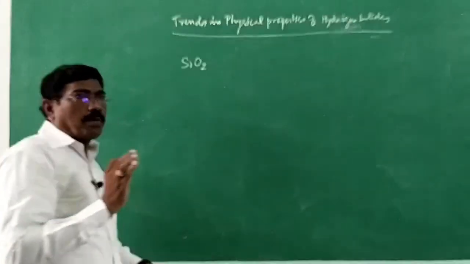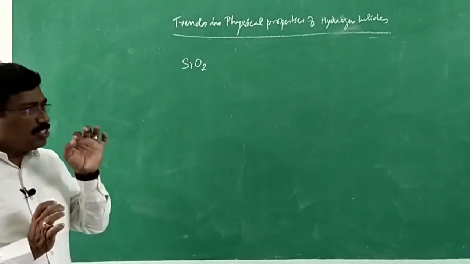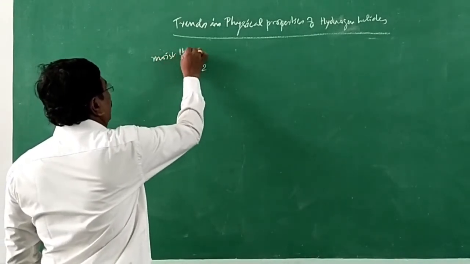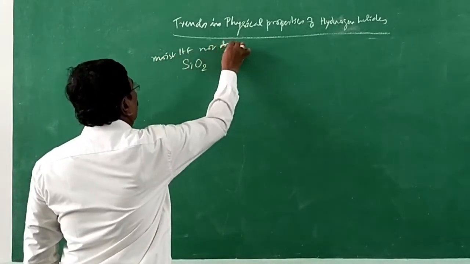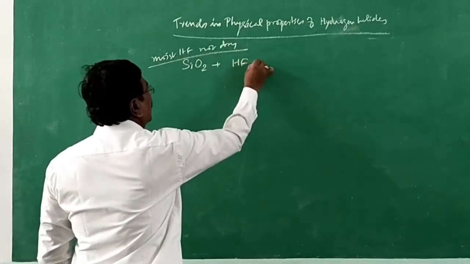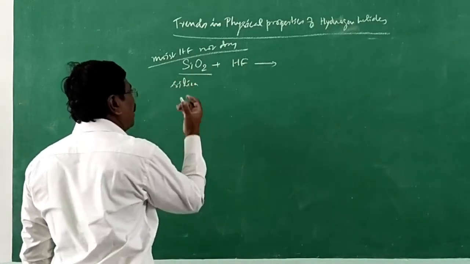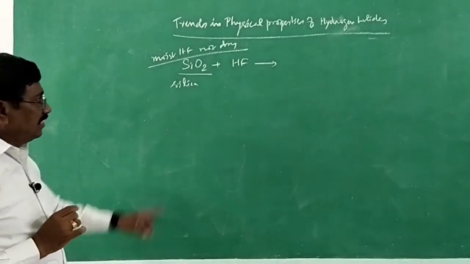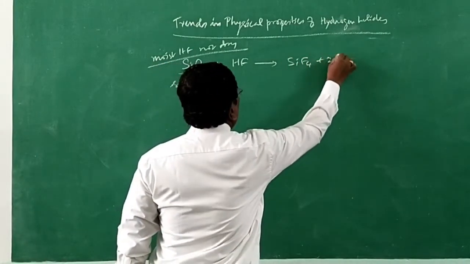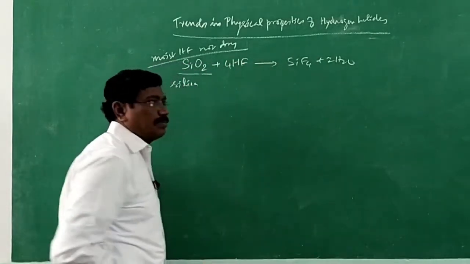The peculiar property of hydrofluoric acid is that moist HF, not dry, reacts with silica. Silica means silica of glass, I can say, silica of glass, to form silicon tetrafluoride and water: SiO2 plus 4HF gives SiF4 plus 2H2O.